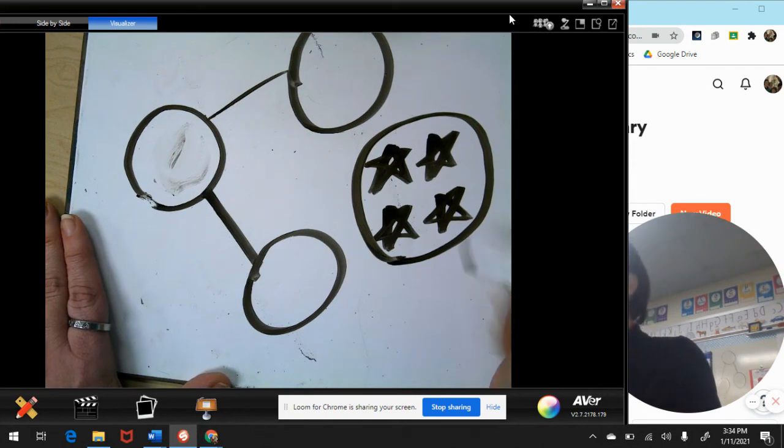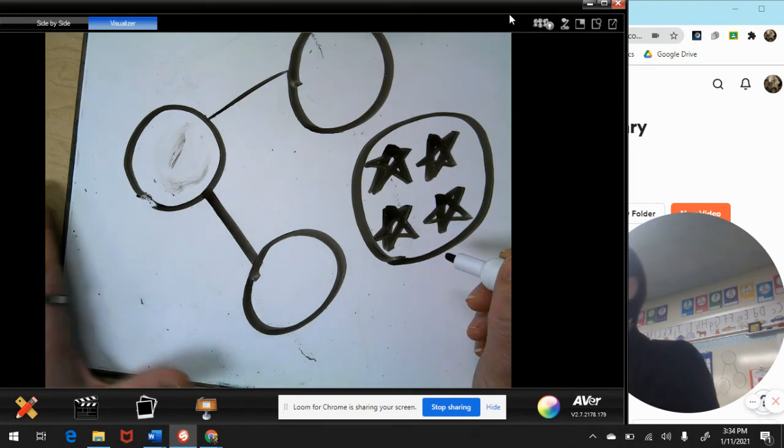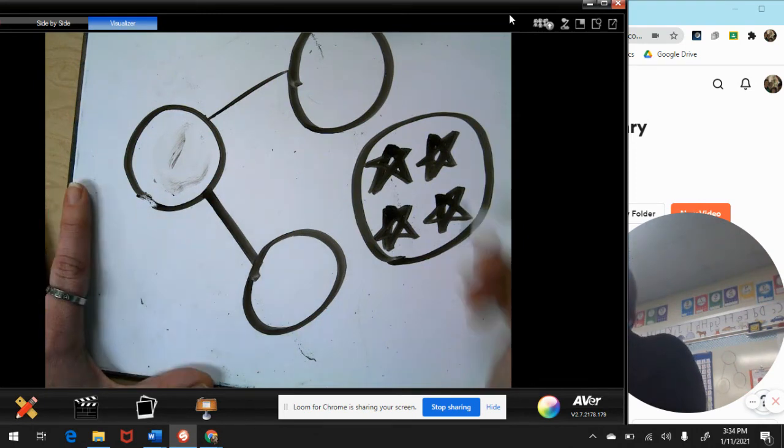There are 4 stars in the sky. There are 4 stars in front of the moon. How many stars are behind the moon? So, the first thing I know is that I have how many stars altogether? 1, 2, 3, 4. I have 4 total. And remember, total is just a fun way of saying whole.